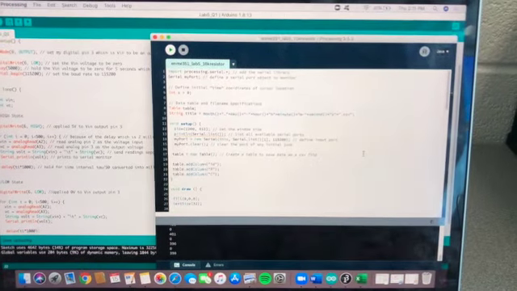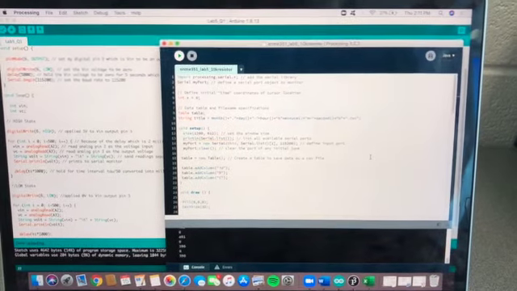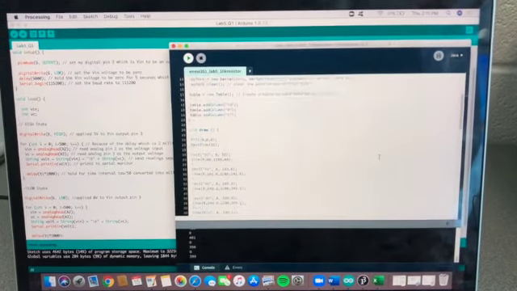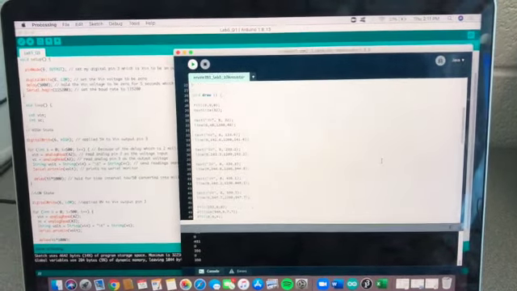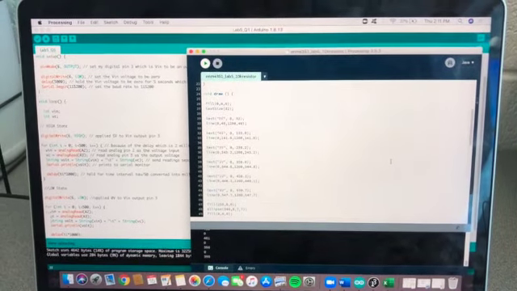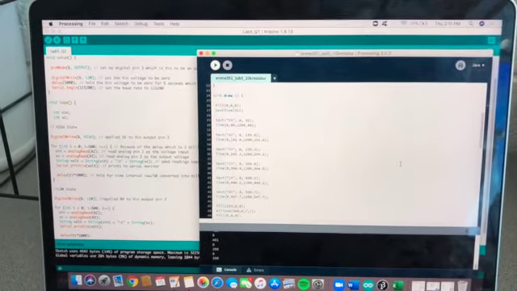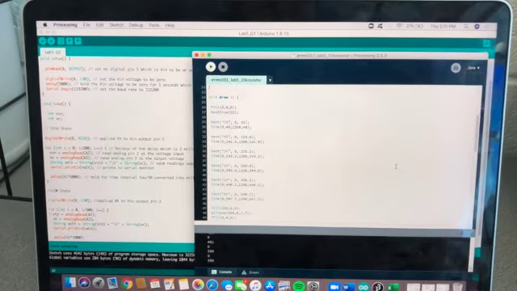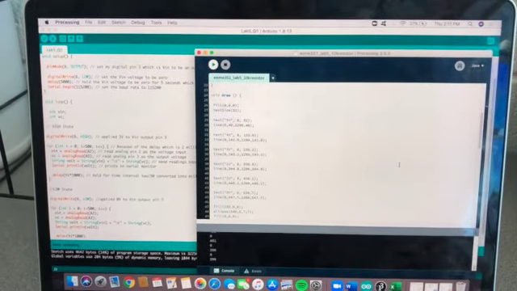In the processing code, I first changed the baud rate and port number. Then, for drawing the lines and text to make it look like an oscilloscope, I used the text and line commands. I first set the fill to be black, then used text size to set the size of the text. Then I named the text and set its position on the window with the text command.